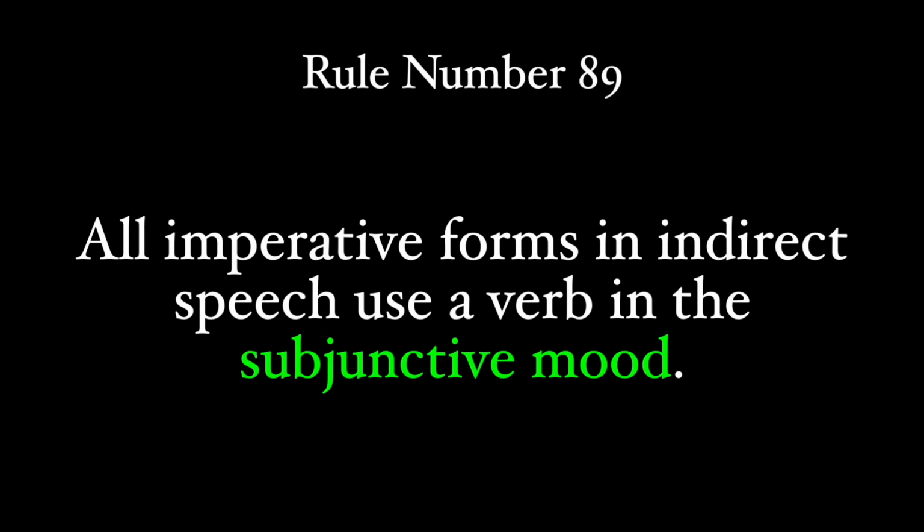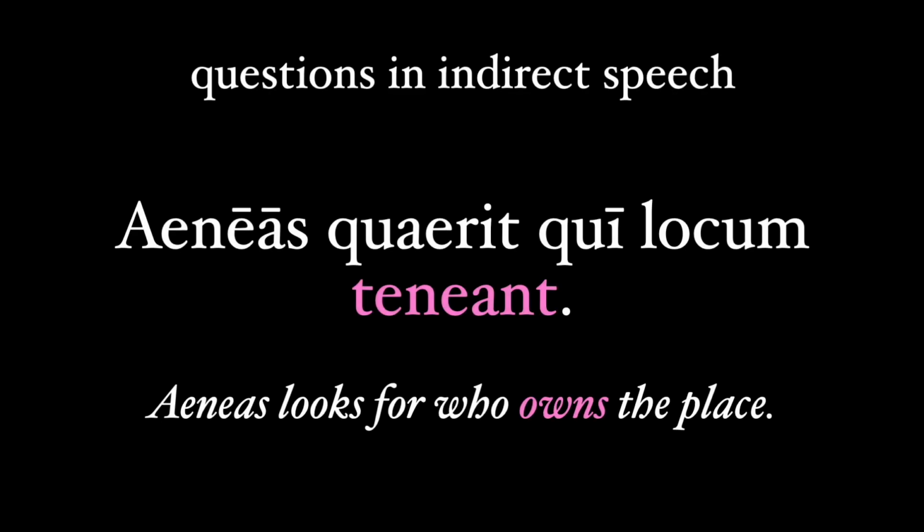Rule number 89. All imperative forms in indirect speech use a verb in the subjunctive mood. In the last rule, number 88, we looked at questions in indirect speech, both the standard indirect question construction and then questions when relayed in an extended indirect speech. Both use the subjunctive mood for their verb, unless the question is rhetorical.